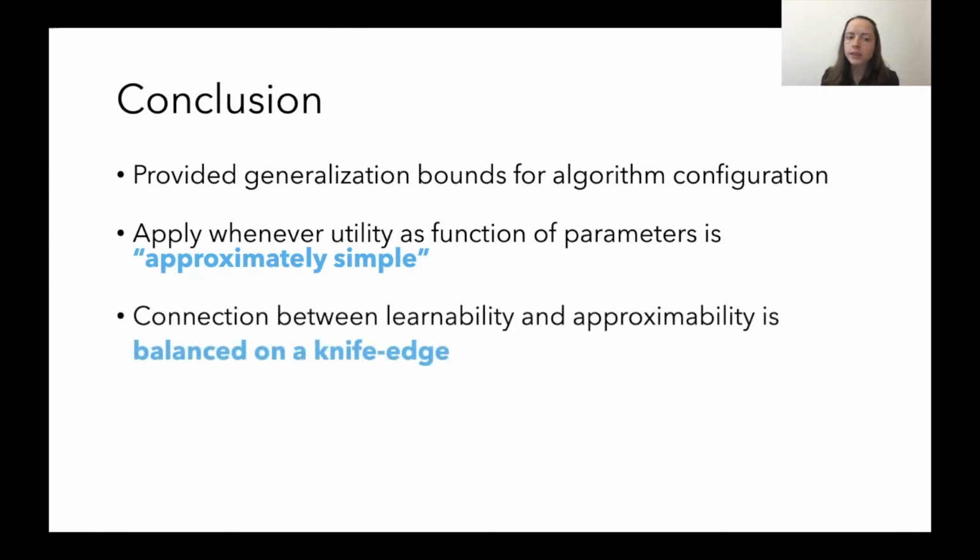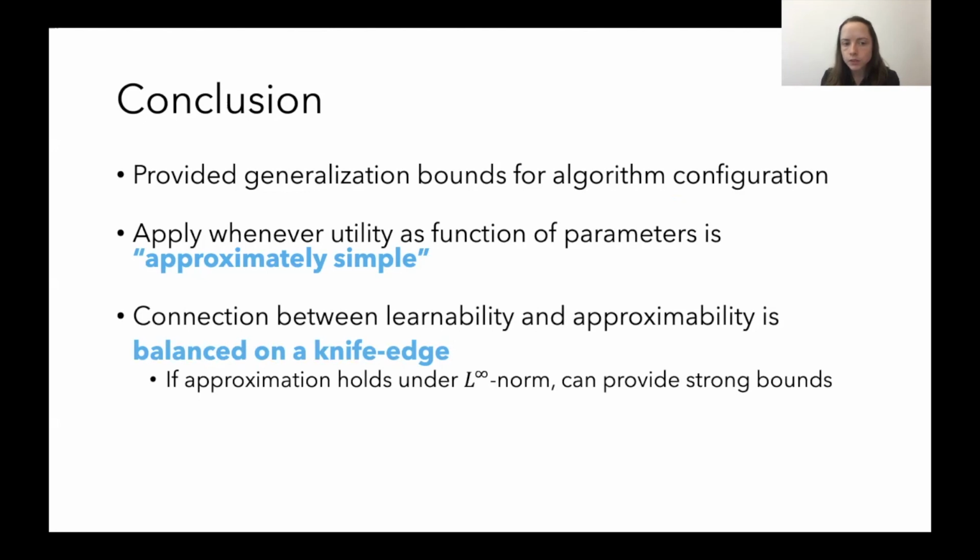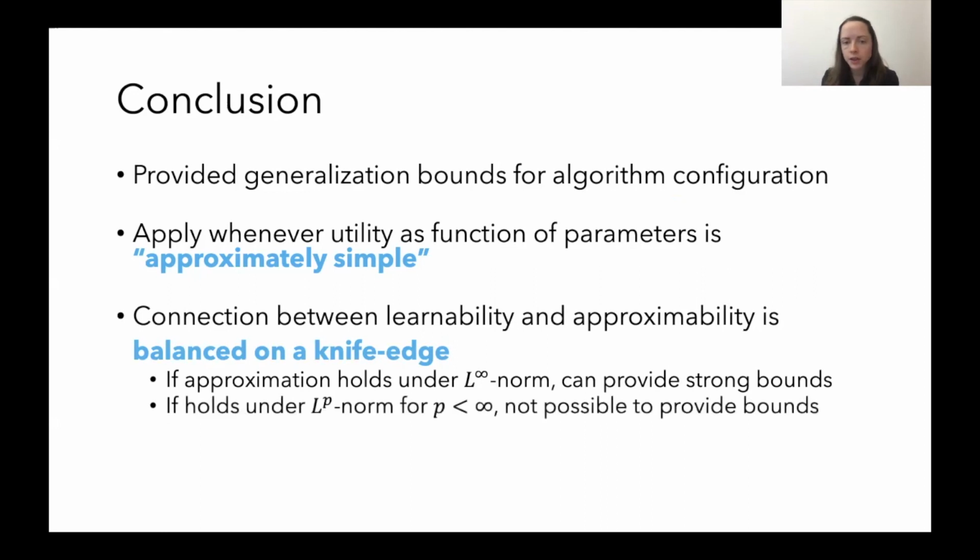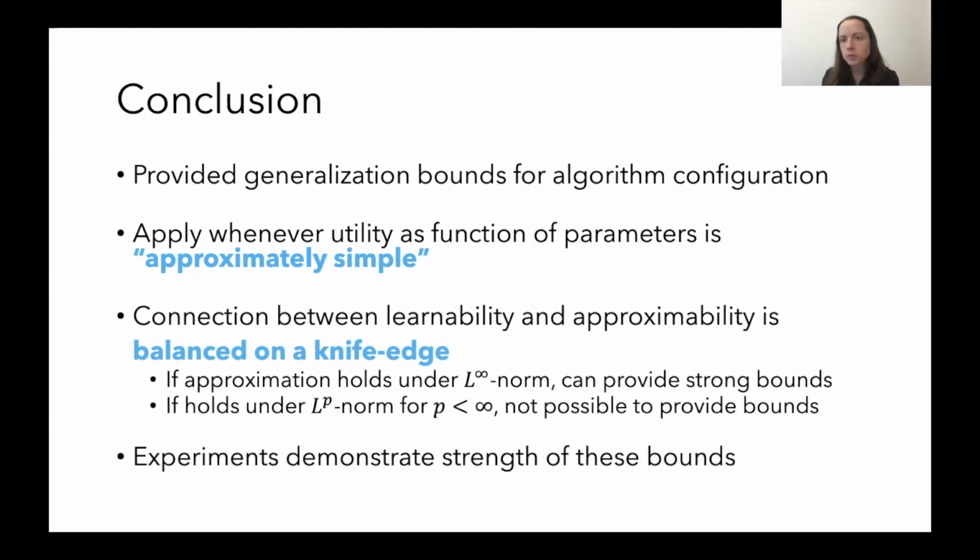And we prove that the connection between learnability and approximability is balanced on a knife edge. So if this approximation holds under the L infinity norm, we can provide strong generalization bounds. But if this approximation only holds under the Lp norm for some p smaller than infinity, it's not possible to provide non-trivial bounds in the worst case. Finally, we provide experiments demonstrating the strength of these bounds.